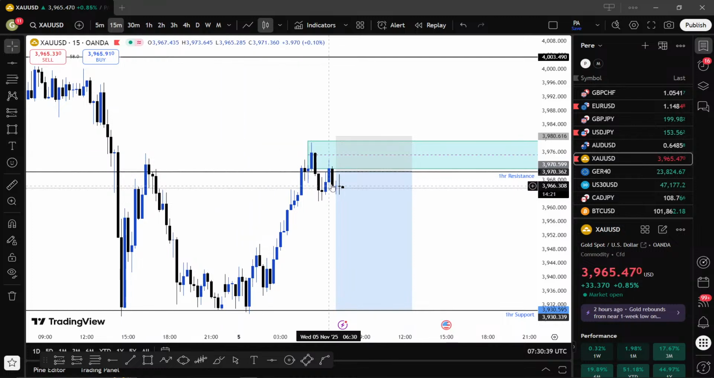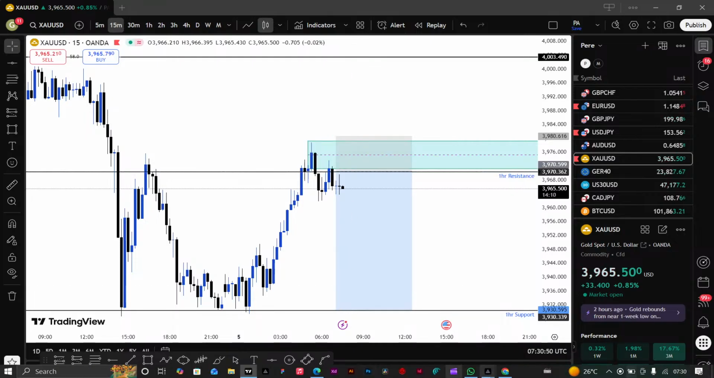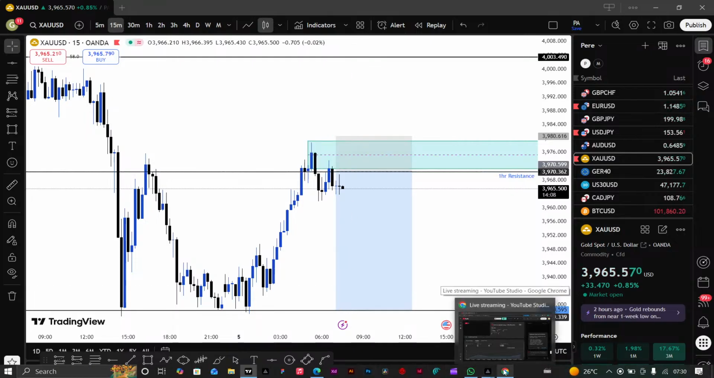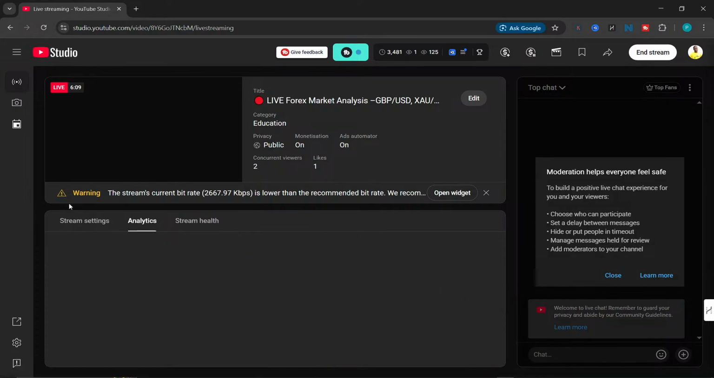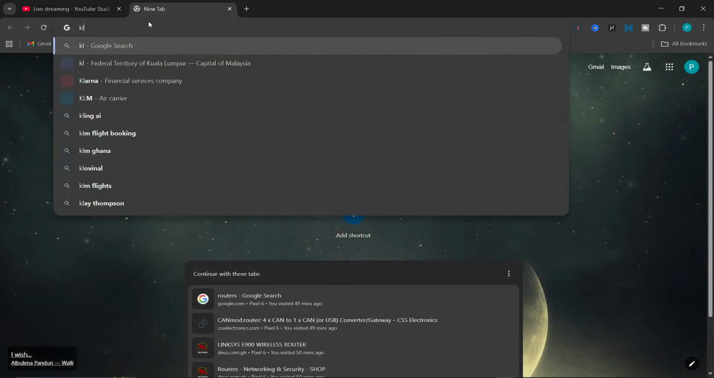I'll just wait for gold to come back and trigger this level here. Once gold comes back and triggers this level, then I can sell it. I won't go in now. It is about 7:30 London time, which means we haven't gotten into the New York session yet. So I'm in the London session.